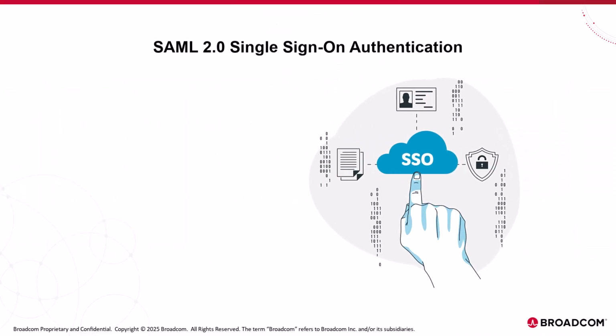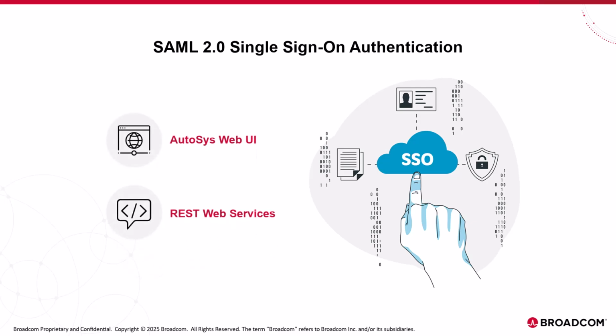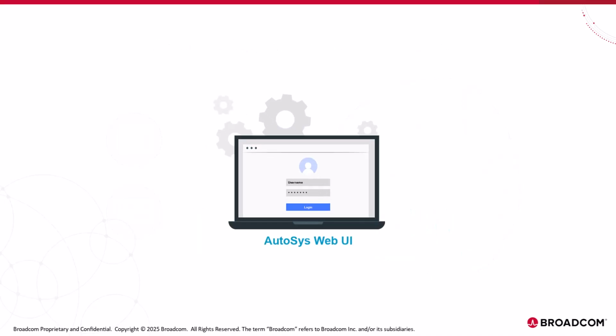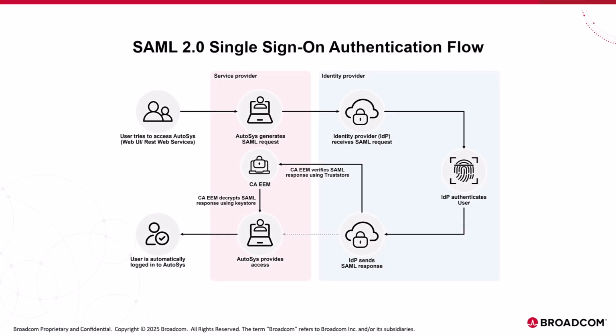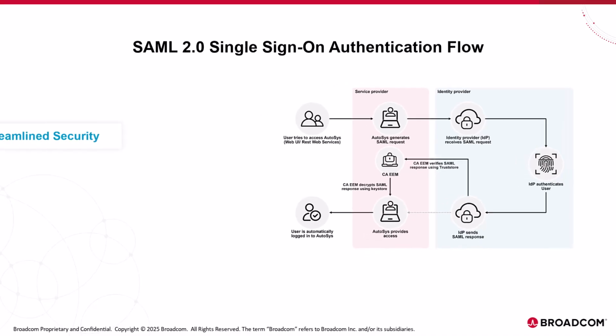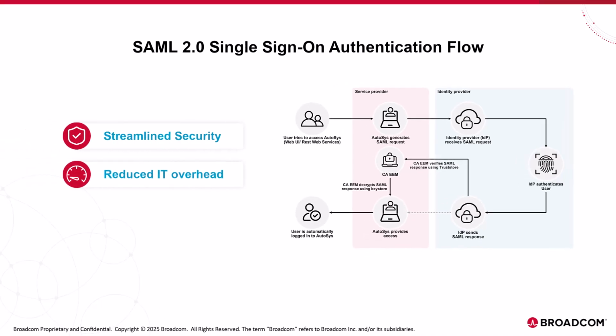Whether your teams access AutoSys Web UI through the browser or integrate with REST web services, SAML 2.0 handles authentication seamlessly. Traditionally, AutoSys authentication requires users to enter credentials directly into Web UI. With SAML 2.0 SSO, authentication is delegated to a central identity provider, enabling single sign-on across all enterprise applications. This results in streamlined security, reduced IT overhead, and teams focused on orchestrating critical business processes instead of managing passwords.